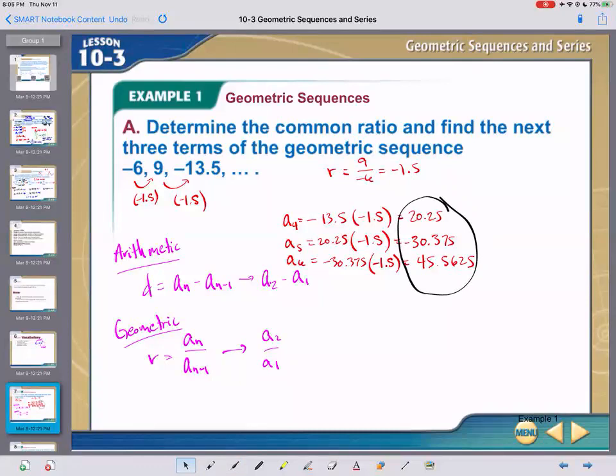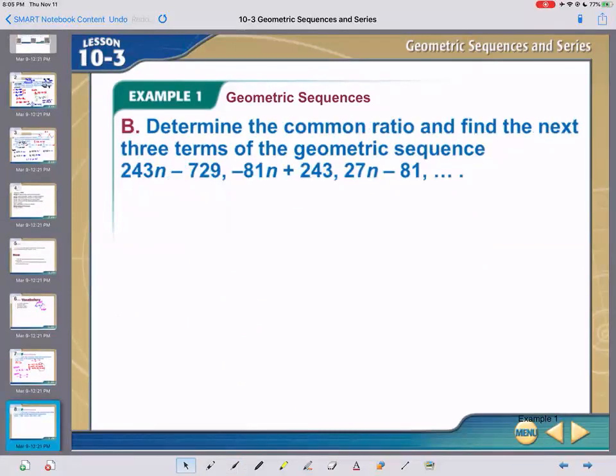Okay, now let's try part B. Now part B tries to get more complex. I want you to notice that this is a sequence, and review terminology there. If it's a sequence, it's separated by commas, which means this whole thing right there is a1. This whole thing is a2. This whole group would be a3. And again, we're going to find the next three terms.